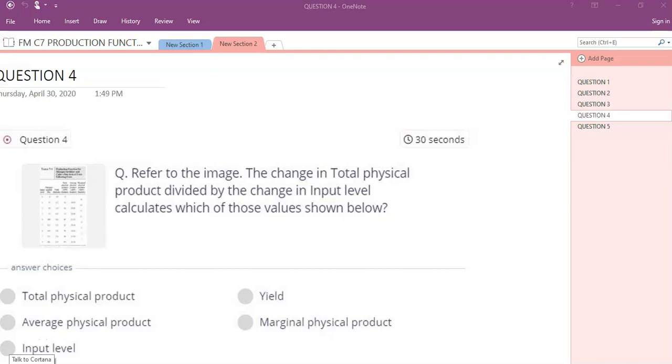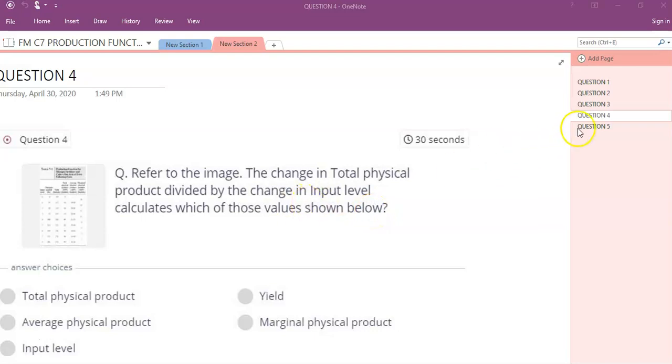Production function, question number 4. Refer to the image. The change in total physical product divided by the change in input level calculates which of those values shown below. This question sounds very similar to question 3, but let's note an important difference here.